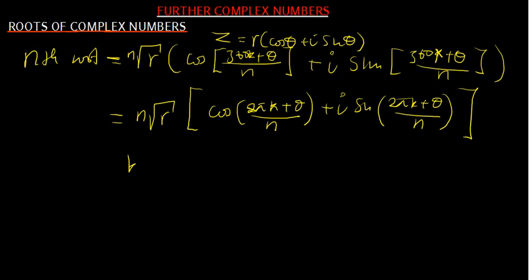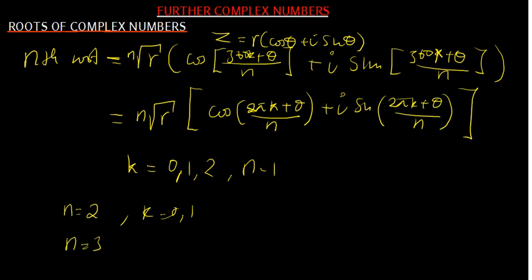Now this k depends on the value of n. So k starts from 0. It's a positive integer which ends at n minus 1. So if we are talking of the nth root, it is going to end there. Say we are talking of the square root, that means n is equal to 2. So then k is just going to be 0 and 1. If you are talking of the third root or the cube root, then k is going to be 0, 1, and 2. If you are talking of the fourth root, then we are going to end at 3.